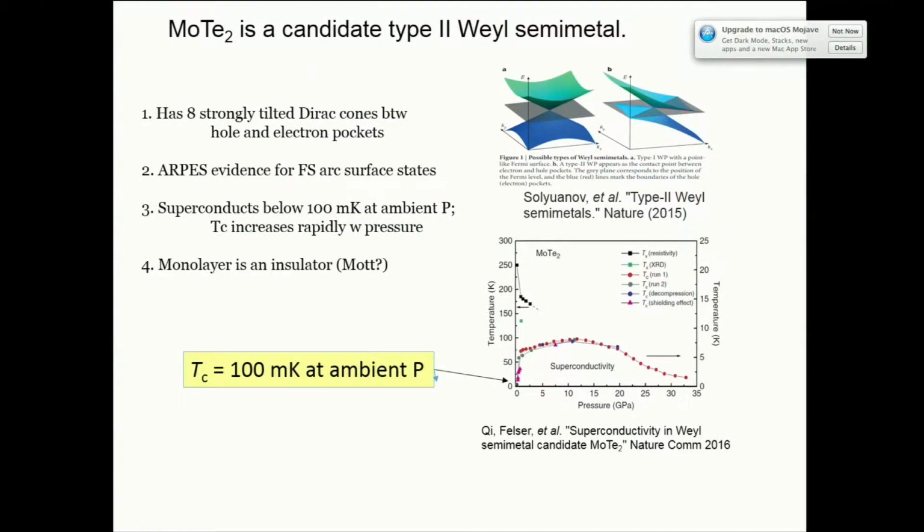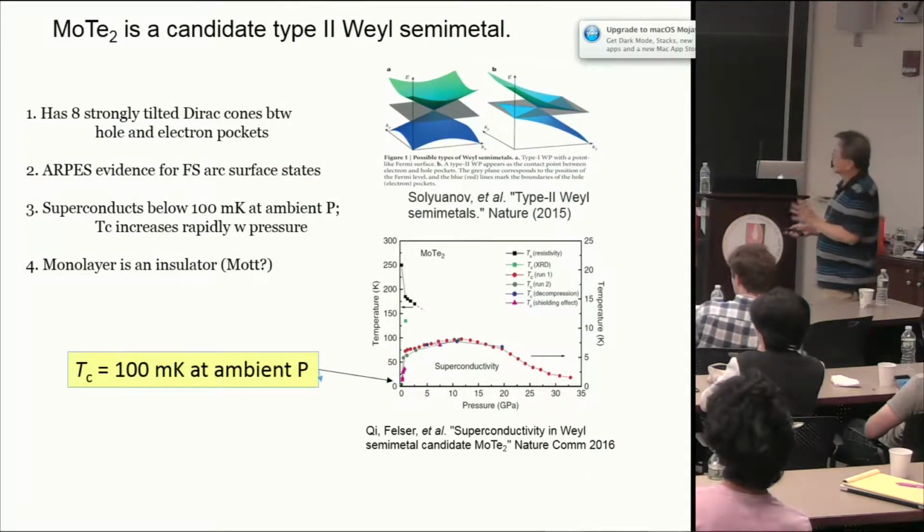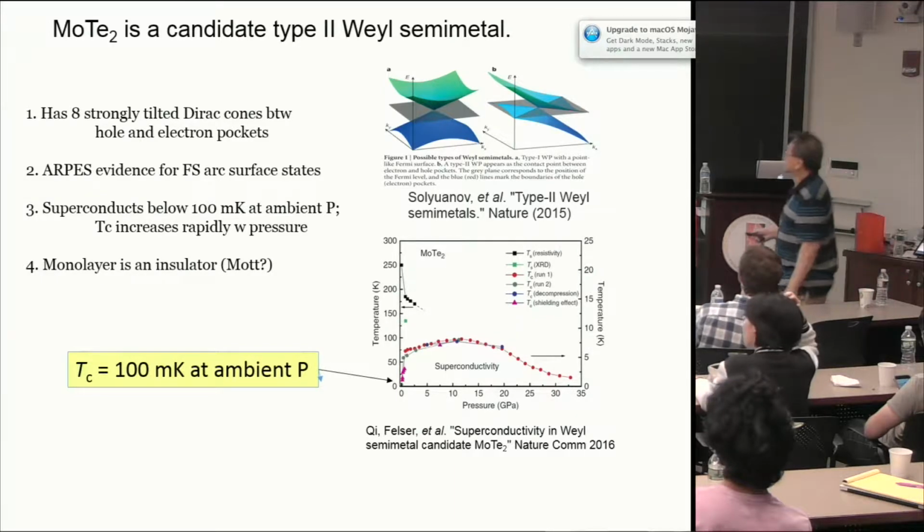MoTe2 was one of the early type 2 Weyl semi-metal candidates. What type 2 means is that the symmetry axis of the Dirac cone is heavily tilted. So it lies on the side and may even dip below the zero energy plane. It's predicted from band structure to have 8 tilted Dirac cones, and they sit pretty close to the Fermi energy. There's some ARPES evidence. I'll show you some of them, but the evidence is not definitive.